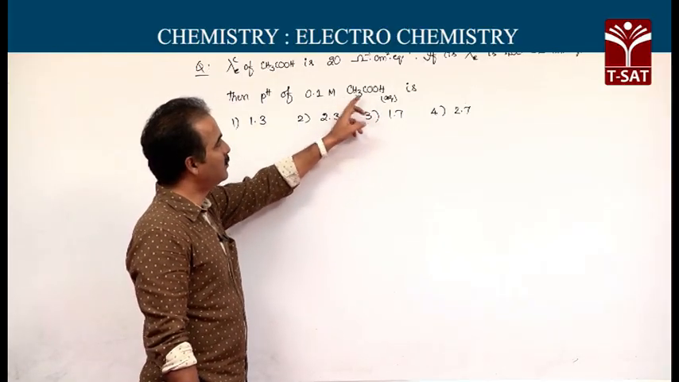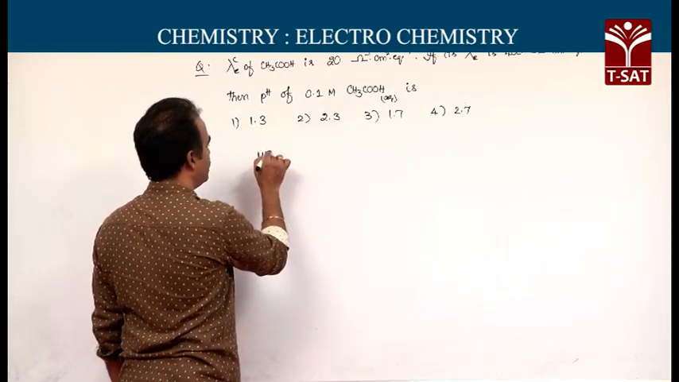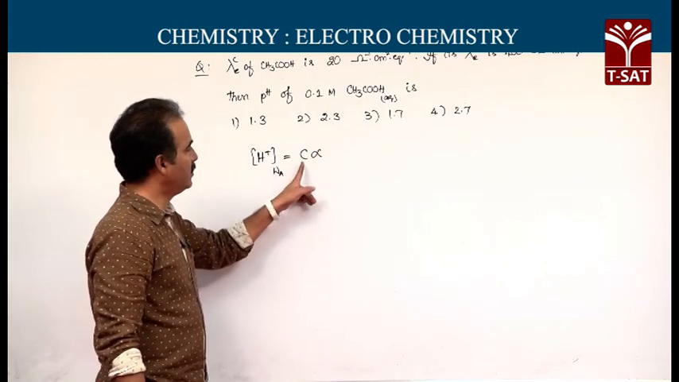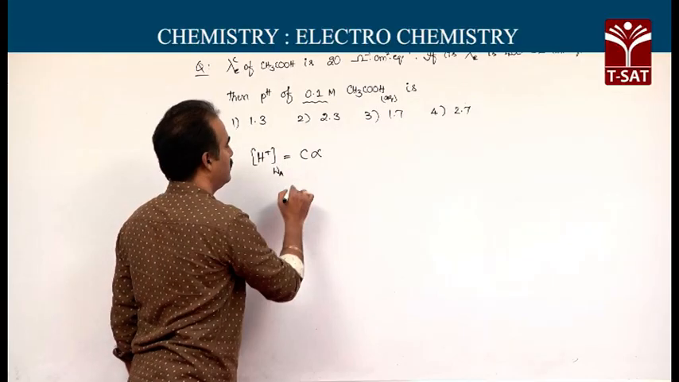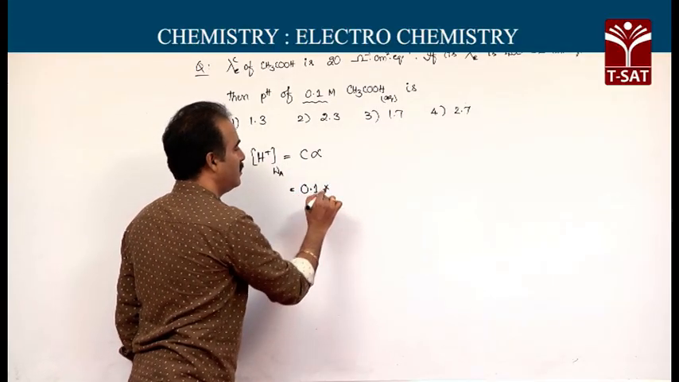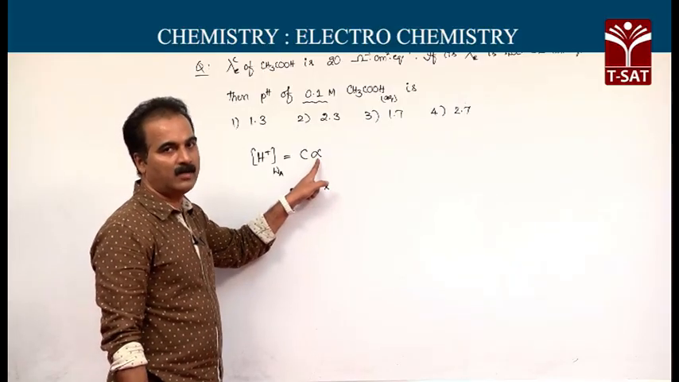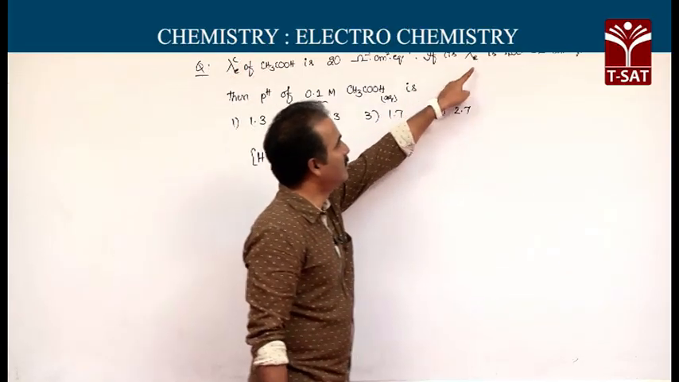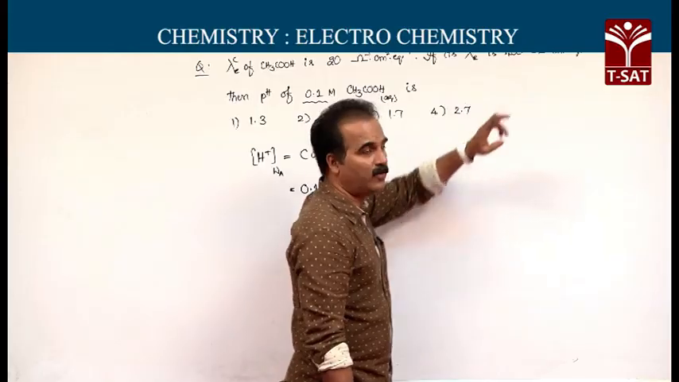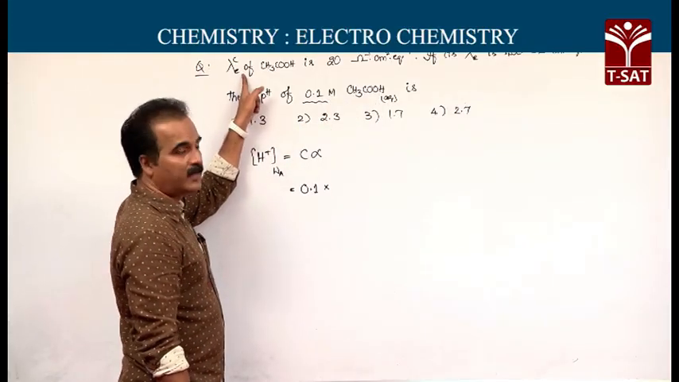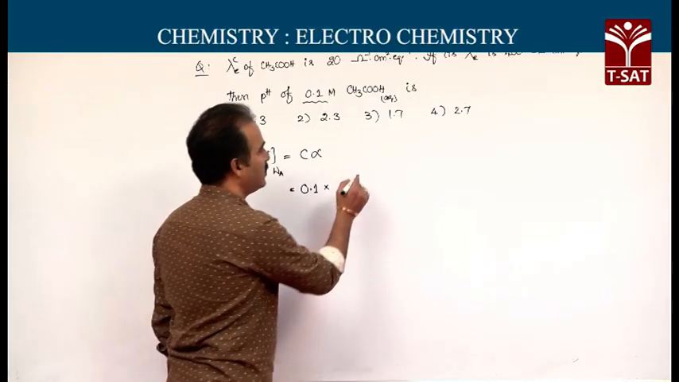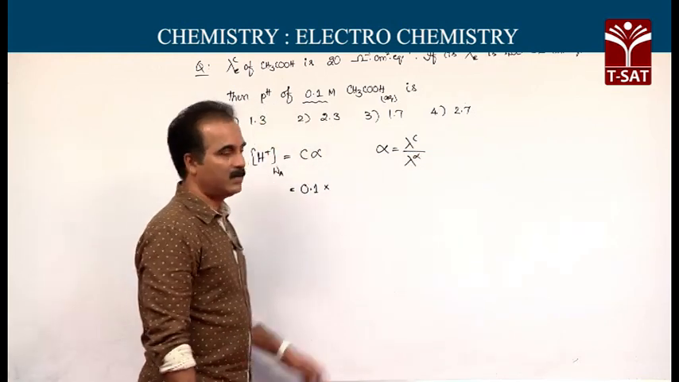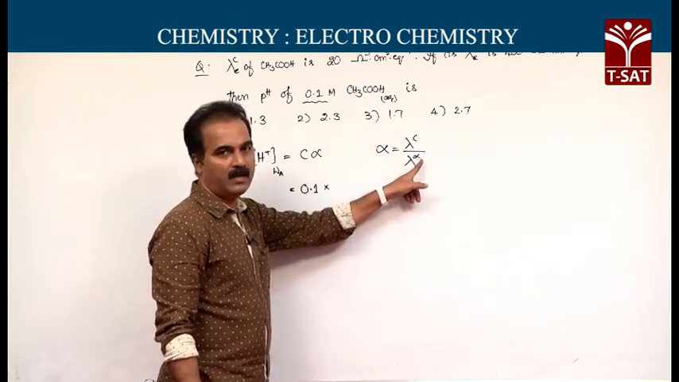For weak acid, H plus ion concentration is C into alpha. What is C? Its concentration, that is 0.1, and alpha means its degree of dissociation, but you are not given the degree of dissociation. You are given conductance at certain concentration followed by conductance at infinite dilution. We know from Kohlrausch law, the ratio of conductance at certain concentration to infinite dilution is the degree of dissociation. So, alpha is equal to lambda C by lambda infinity.